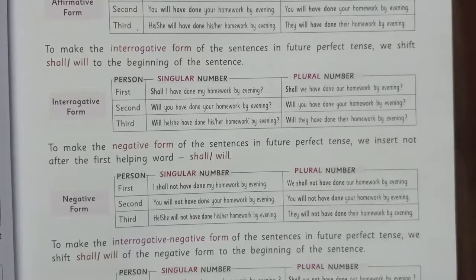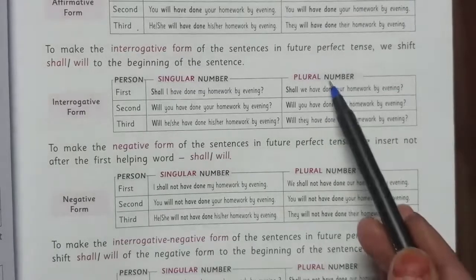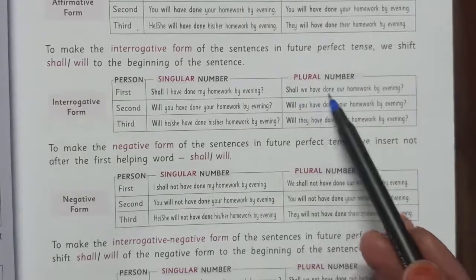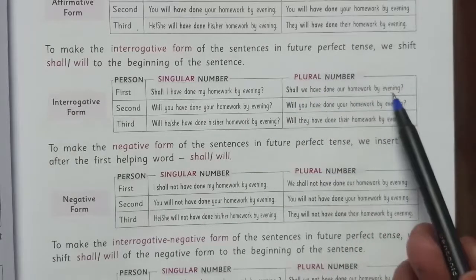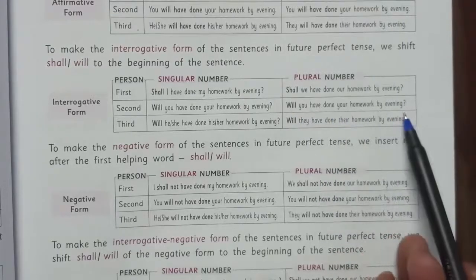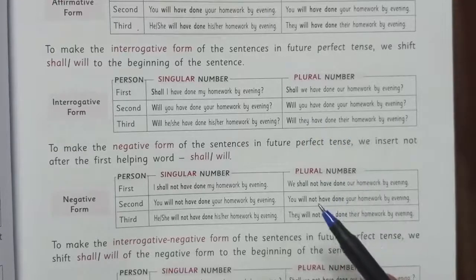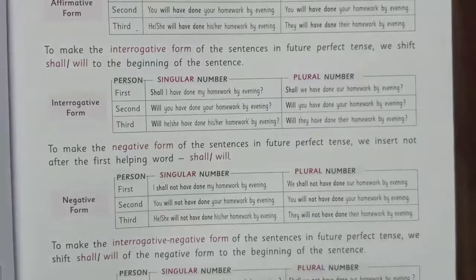Will he have done his homework by evening? Or will she have done her homework by evening? In plural number, shall we have done our homework by evening? Will you have done your homework by evening? Will they have done their homework by evening?